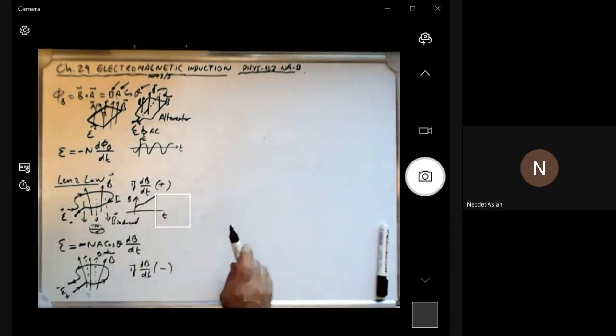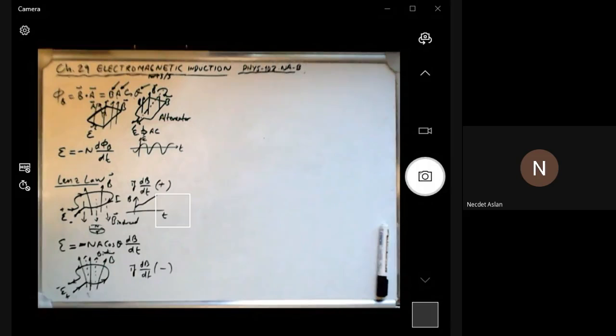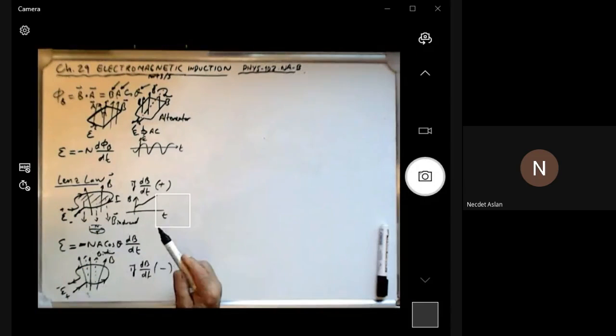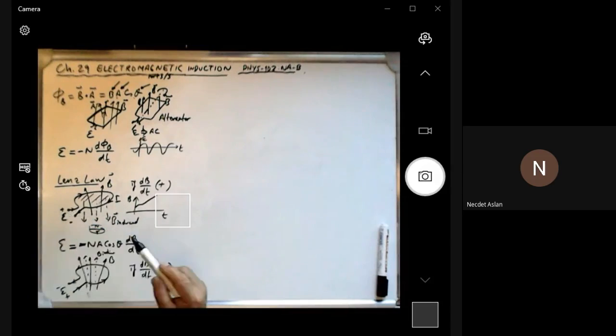The Lenz's law actually states that the coil wants to keep its normal state, in which no current is passing and no magnetic field is passing through its region. But if there is a magnetic field passing through it, it automatically creates a magnetic field, and it creates an electromotive force between the two tips of this coil itself.